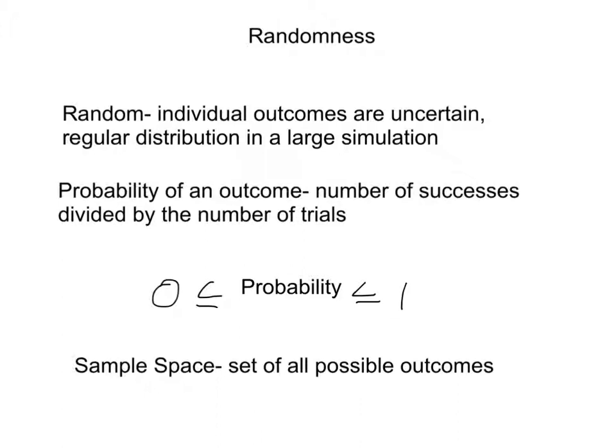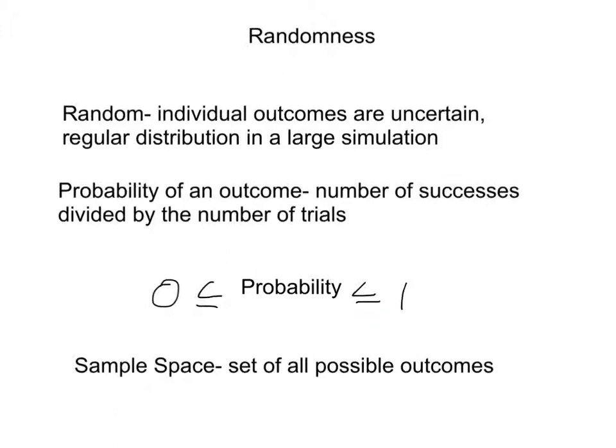The first thing with probability is randomness. If something's random, it means that the individual outcomes are uncertain, but it's going to have a regular distribution when you have a large simulation. So basically, you'll see about what you would expect the number of successes to be when you have a really large sample size. The probability of an outcome is the number of successes divided by the number of trials, and your probability is always going to be between 0 and 1.